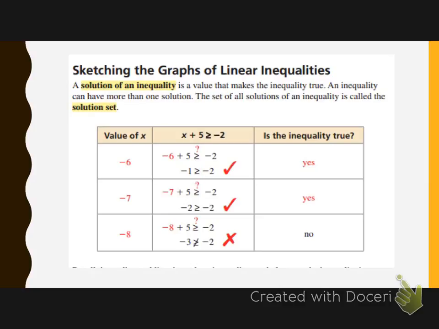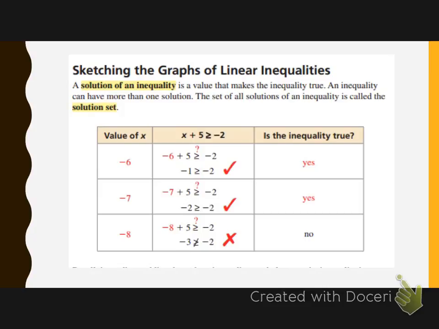Okay, now when you're looking at sketching the graphs of linear inequalities, a solution of an inequality is a value that makes the inequality true. An inequality can have more than one solution. The set of solutions of an inequality is called the solution set. So what you're looking at here is the value of x is negative 6. You just plug that negative 6 in for x. Negative 6 plus 5 is negative 1. Is negative 1 greater than or equal to negative 2? Yes, it is, so that's true.